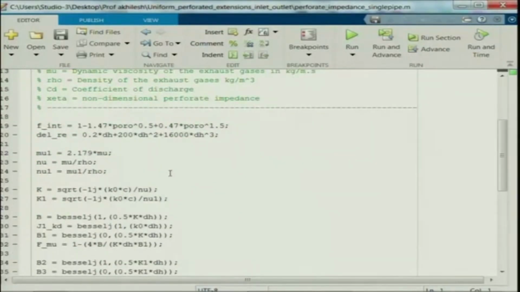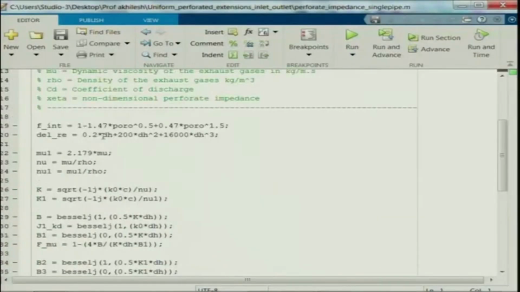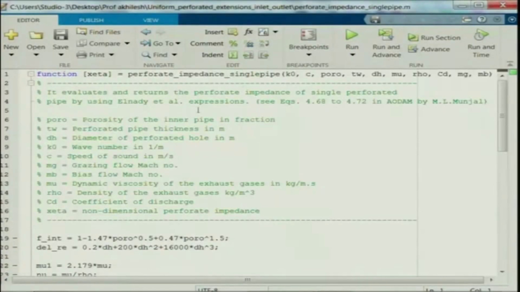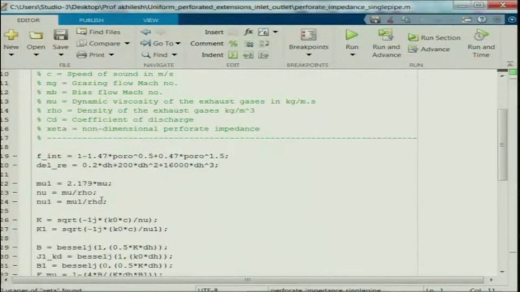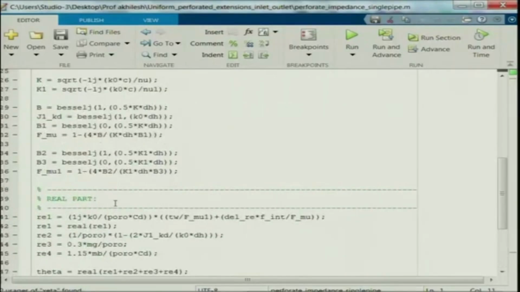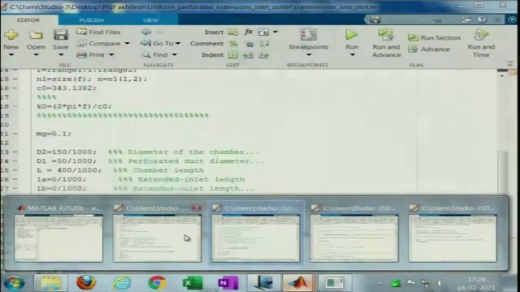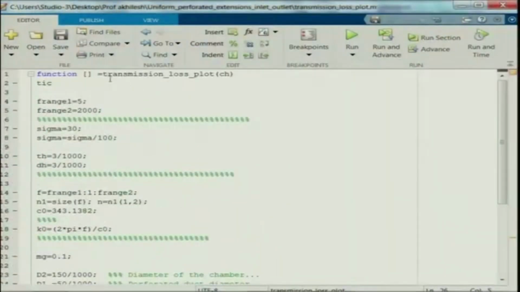This can be done in Fortran, Octave, Python, or whatever you are comfortable with. Basically, this file takes in all the parameters, and at the end it gives you the zeta parameter, that is your perforate impedance. Porosity, mu, kinematic viscosity, and all these things are well computed. Once we have these, all we need to do is invoke this function.